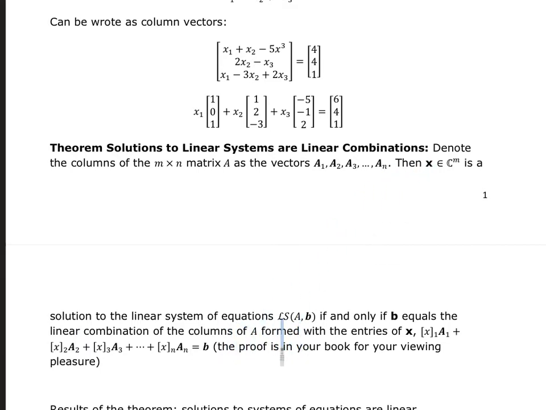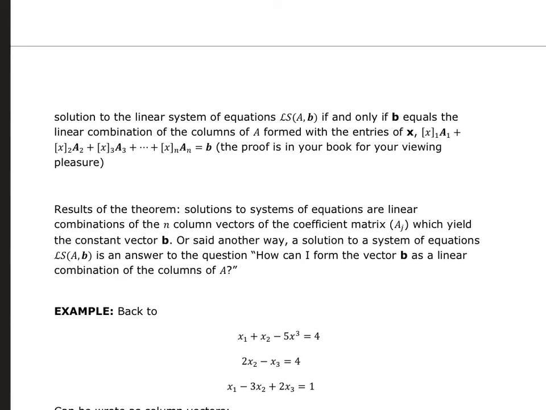So x is the solution if and only if b equals the linear combination of the columns of the matrix A, formed by the entries of x, being x sub 1 times the first column of A, then x sub 2 times the next column, x sub 3 times the next column, and so on. And the proof, of course, is in your book for your viewing pleasure. Basically, what it says is that we can write the solutions of a linear system of equations as vectors, as a multiplier, alpha, multiplied by the vectors that are formed by the solution.